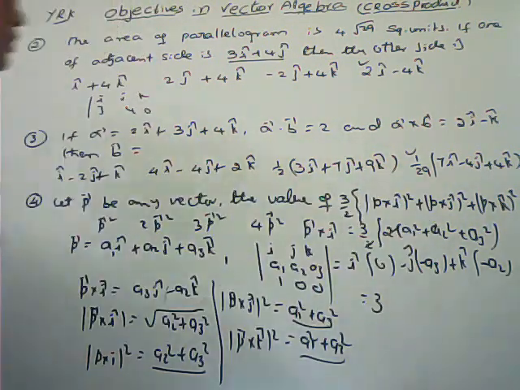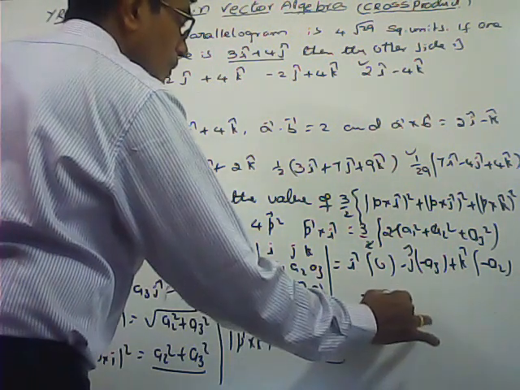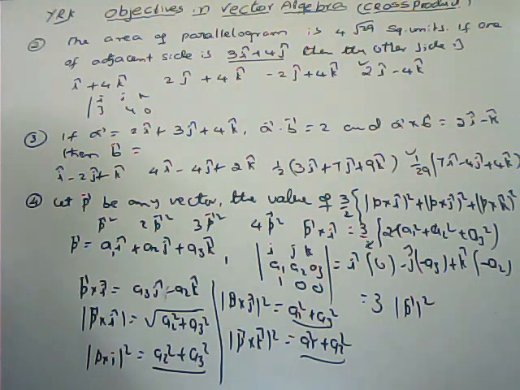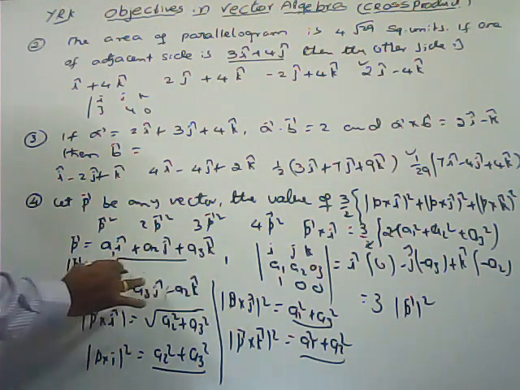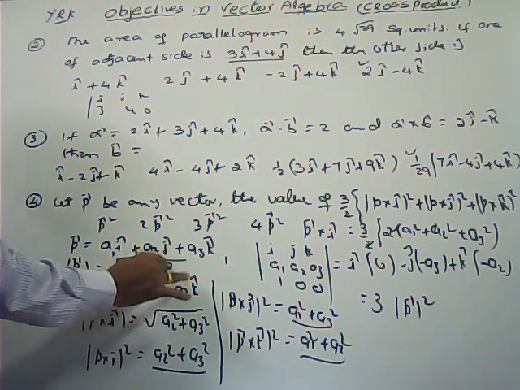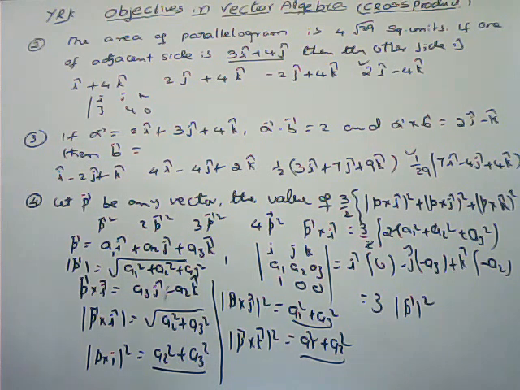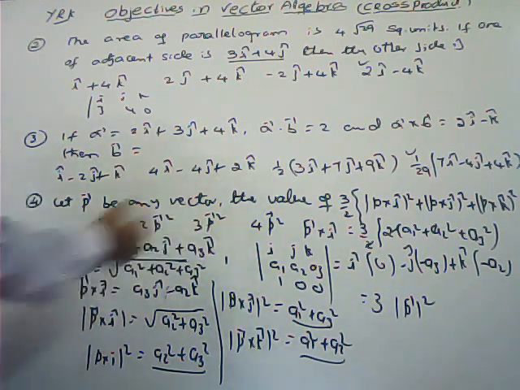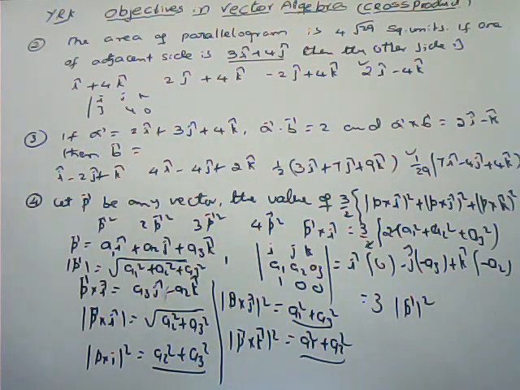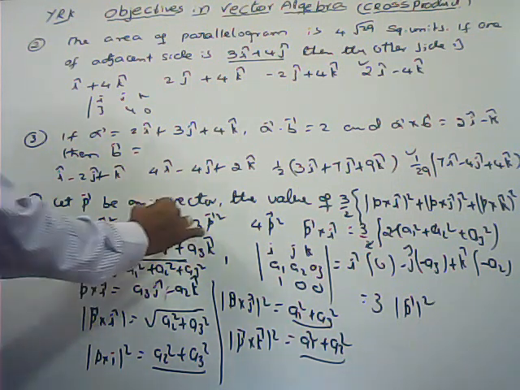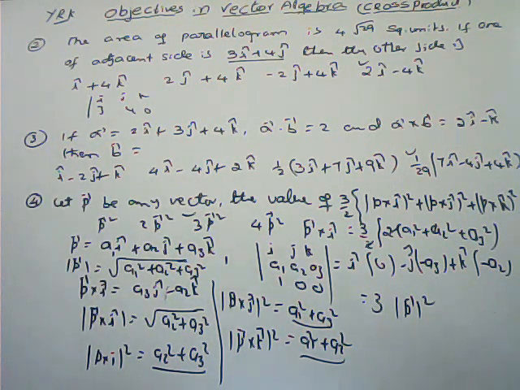3 into, what about a1 square plus a2 square plus a3 square, that one? Modulus of p bar square. Here p bar I have taken, what about the modulus of p bar? That is root of a1 square plus a2 square plus a3 square. Squaring on both sides, 3 into modulus of p bar square, simply we can write 3p square also. So p bar whole square means p bar dot p bar only, modulus of p bar square. So the third option, that is the correct one.